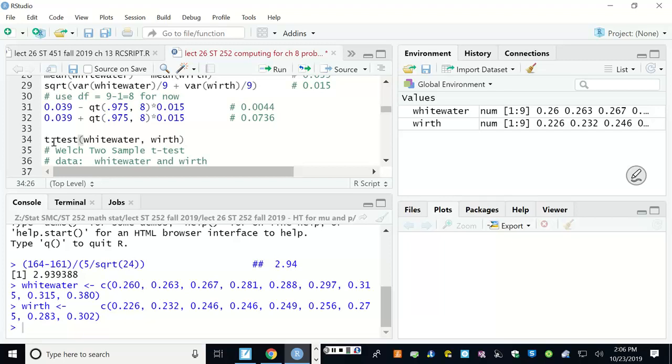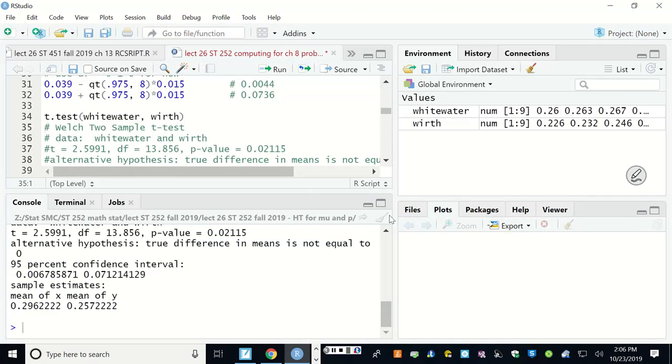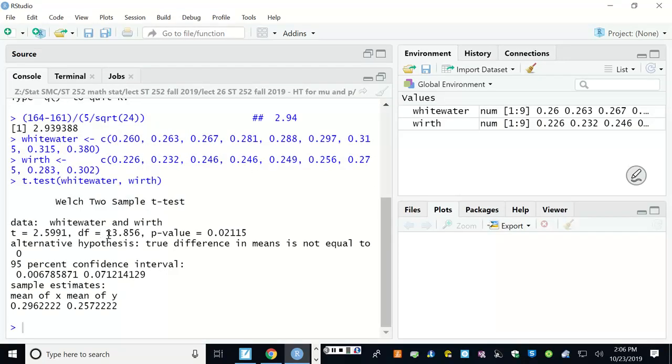T-test, t.test command: you put the one column there, the other one there, and run it. And it comes out looking like this. The t-statistic is about 2.6. The degrees of freedom it says to use is about 13.9. Right? There were 9 in one group, 9 in the other, so that's 18 minus 2, which would be 16. We're going to be somewhere between 8 and 16, so what it says. And it gives a p-value there, 0.02.